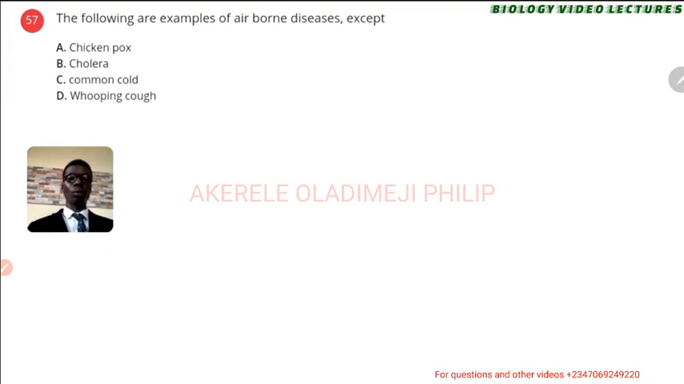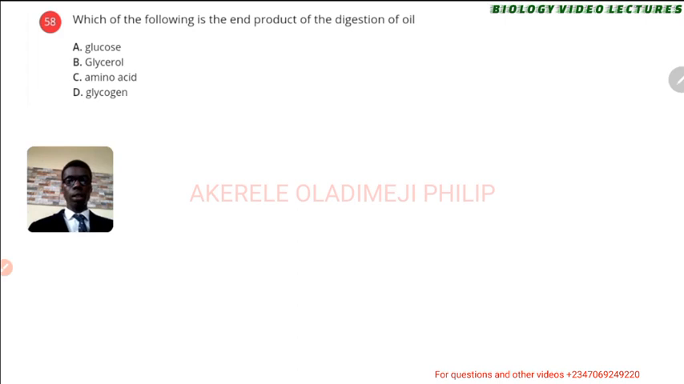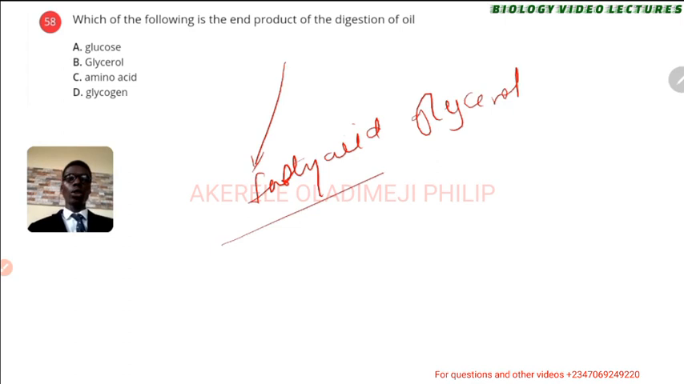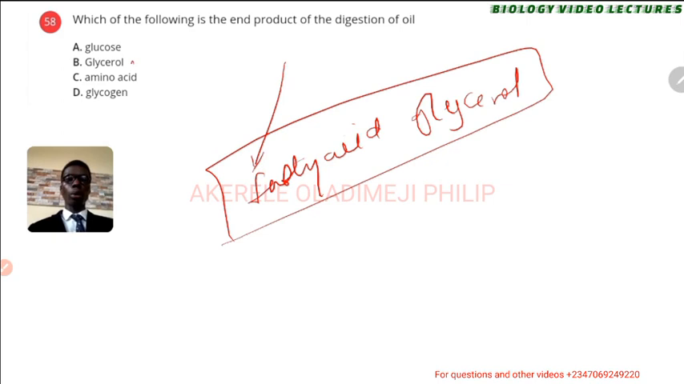Which of the following is the end product of the digestion of oil? Oh, that's like fat and oil. When you break down fat and oil, which is otherwise called triglycerides, it's going to break into fatty acid and glycerol. So which of these options has one of these two in it? That's option B. So fat or oil is broken down into fatty acid and glycerol.